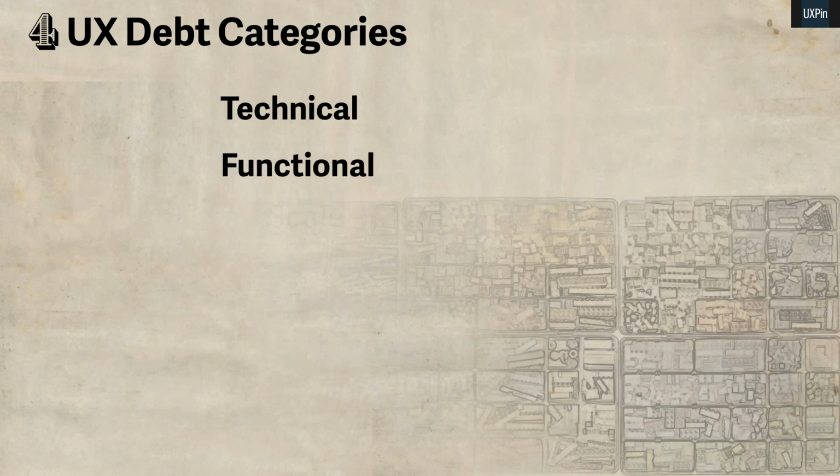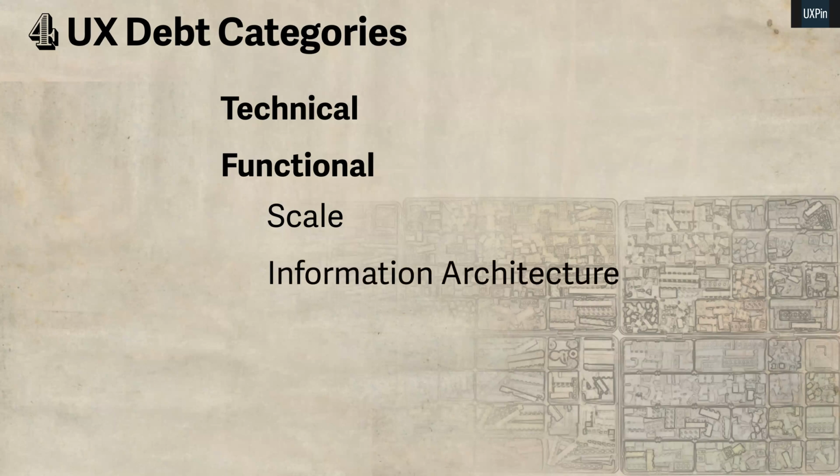Then there's functional debt. And so here we're talking about things like scale. Is your product able to support the number of users or the amount of data that it needs to? This includes your information architecture, right? Is the content within your system findable, searchable? The priority of functions, right? Which things are immediately available and which things are tucked away under a menu or a couple clicks away. And these things can change over time.